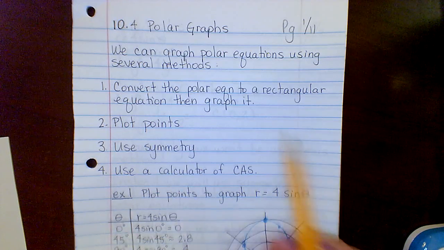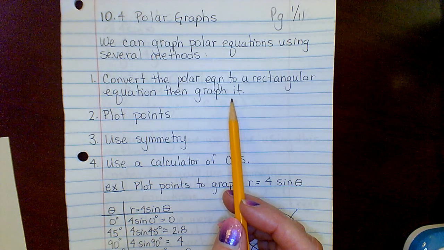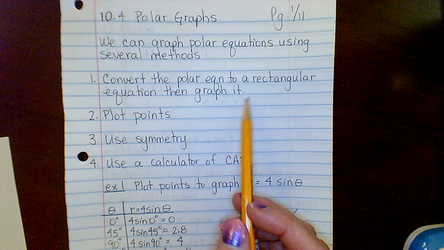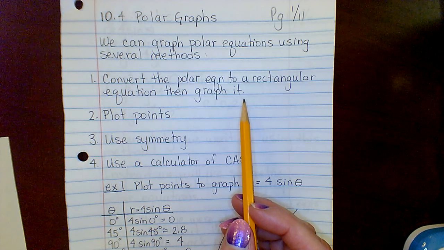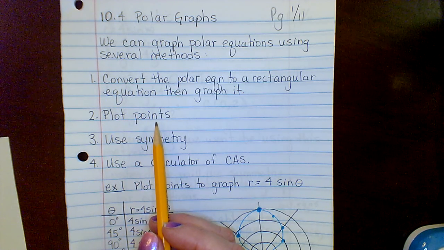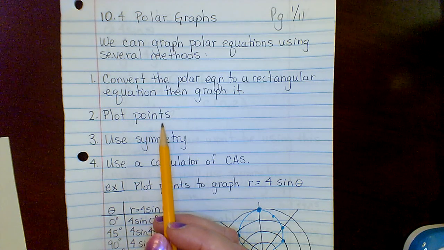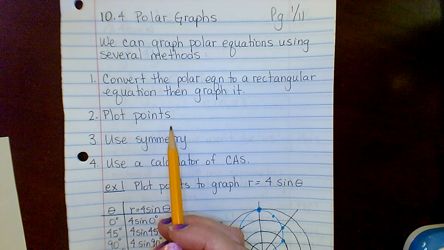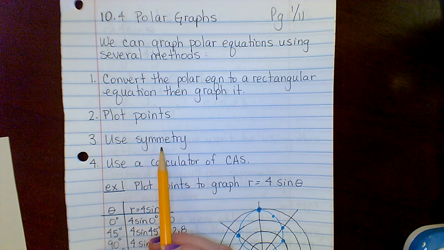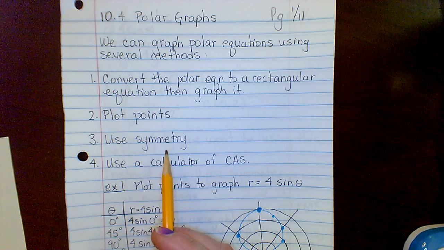One is we can convert that polar equation to a rectangular equation and then graph it. This is not always easy. Right? It's not always a pretty rectangular equation, and it's not always easy to even convert it. We can plot points. You recall when you started graphing lines that was one of the things that we did. We just plotted some points, played connect the dots. We can use symmetry. That's something we really haven't talked about a lot for a while now.